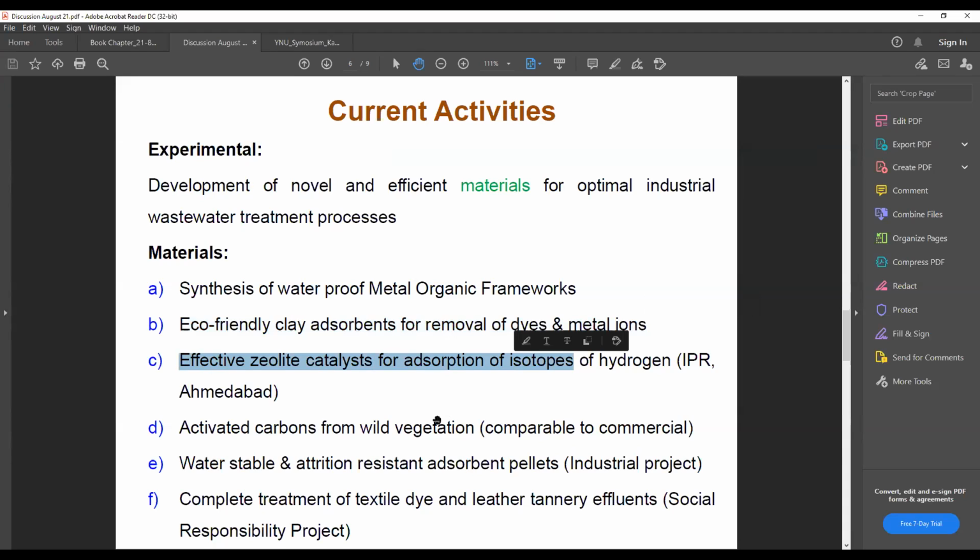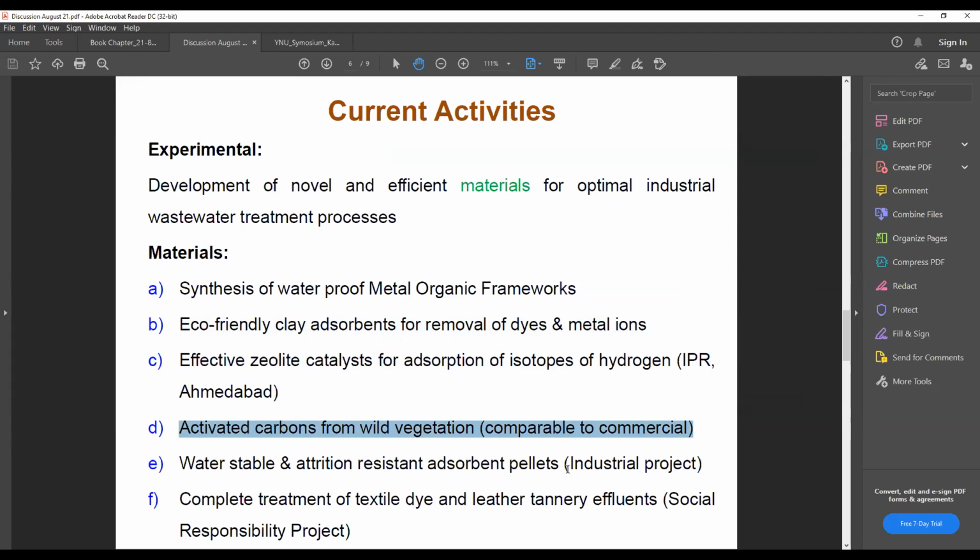We have recently taken up thorn bush, which was growing wildly in the outskirts in the suburban areas of Chennai. We have converted it into an activated carbon, and we found that we are able to compare it, a very low cost material, to what is commercially available at very high cost. Further studies are going on.